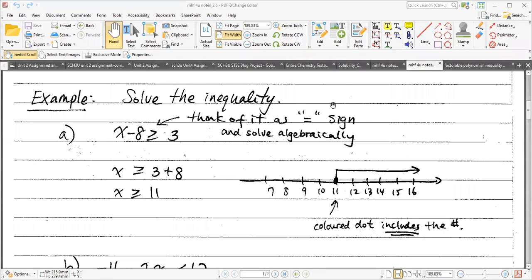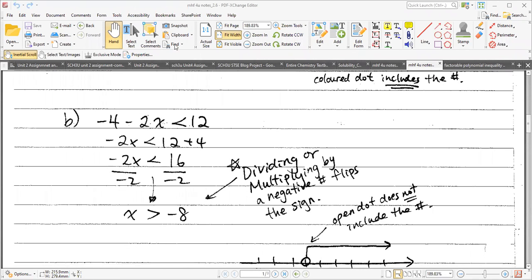Second one is easy as well. So -4 minus 2x less than 12. You just need to rearrange for x simply. First step is bring this number to the other side. So it's -2x less than, -4 becomes +4, right? And here is +12. So it's simplified to -2x less than what? 4 plus 12 is 16.